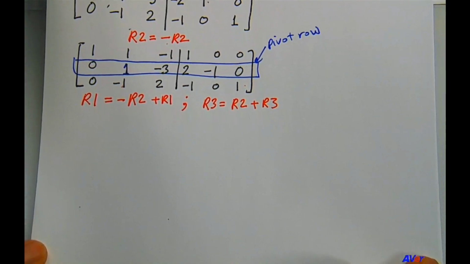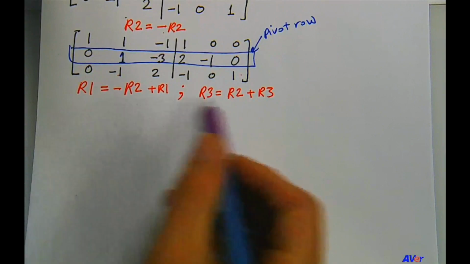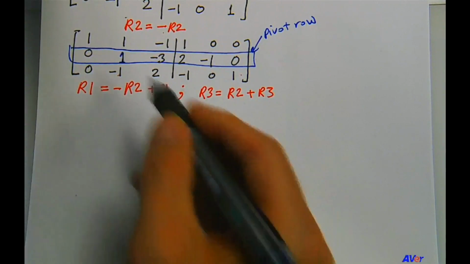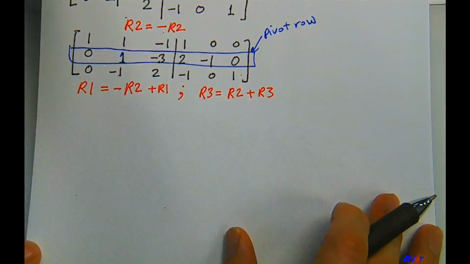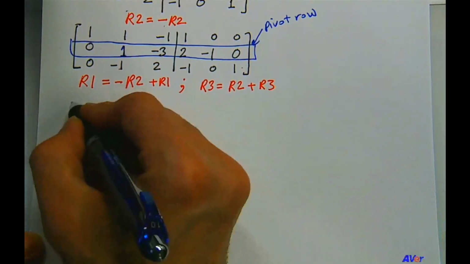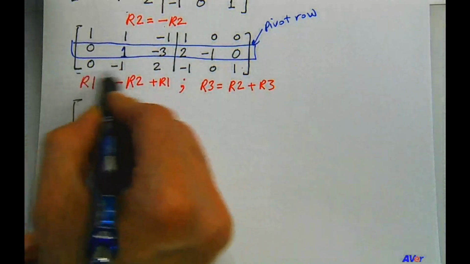Okay, so let's apply these two row operations and write the next matrix. First, we're going to do this one.